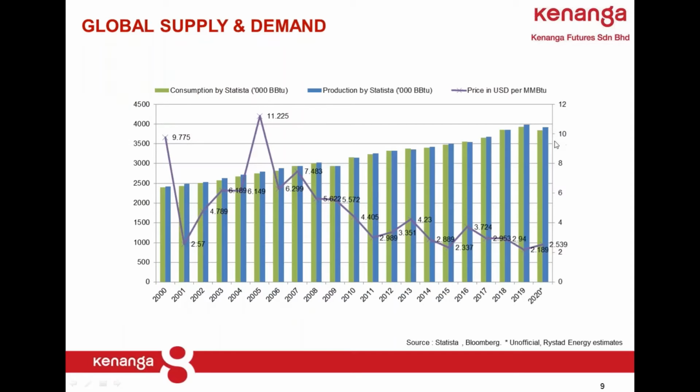Okay. Now this is the supply and demand graph based on consumption and production globally. As you can see, the consumption and production of natural gas has been in an uptrend, except for the year 2020, where we had the pandemic. It is still unofficial, but it is expected to record a decline as compared to 2019. And the purple line will be the natural gas prices traded on the NYMEX exchange.